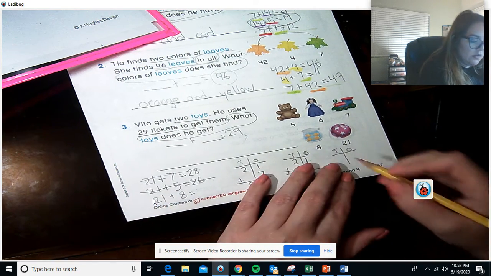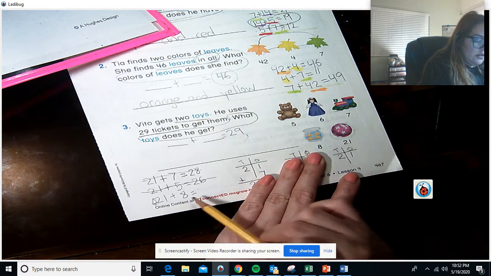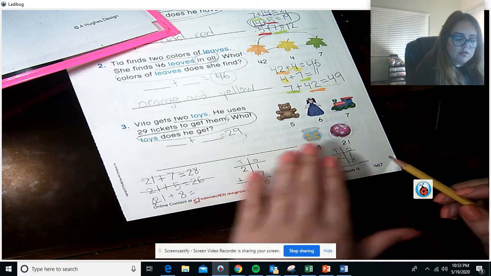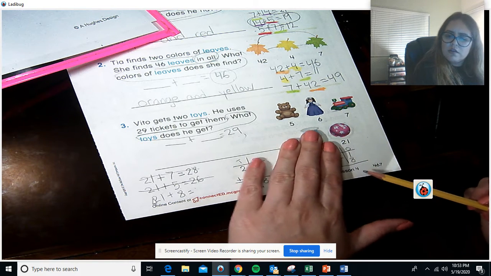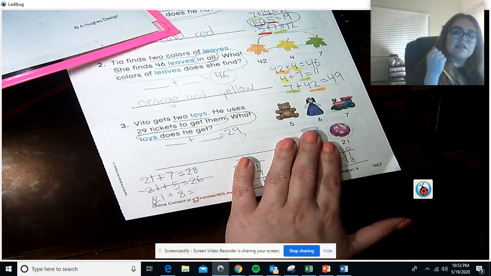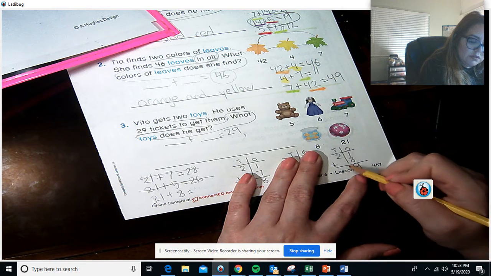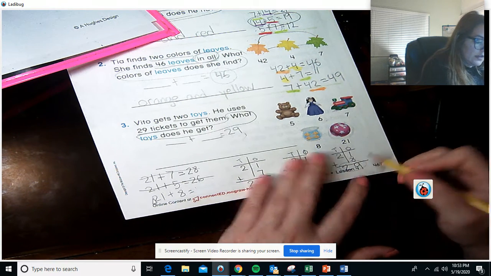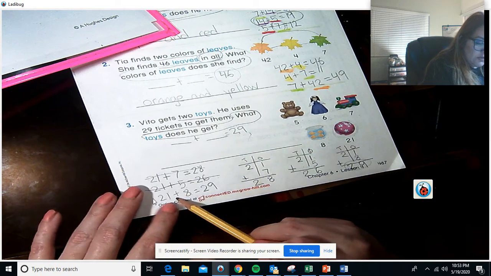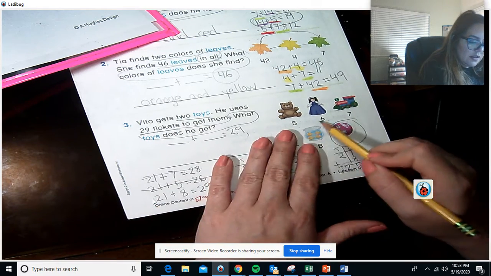Okay, let's try this one. 21 plus 8. 21 has 2 10s, 1 1 plus 8. Start with your 1s. Okay, 1 plus 8 equals 9. 2 plus 0 is 2. 29. That's the answer we're looking for. So the 2 toys that he got were 21 and 8.